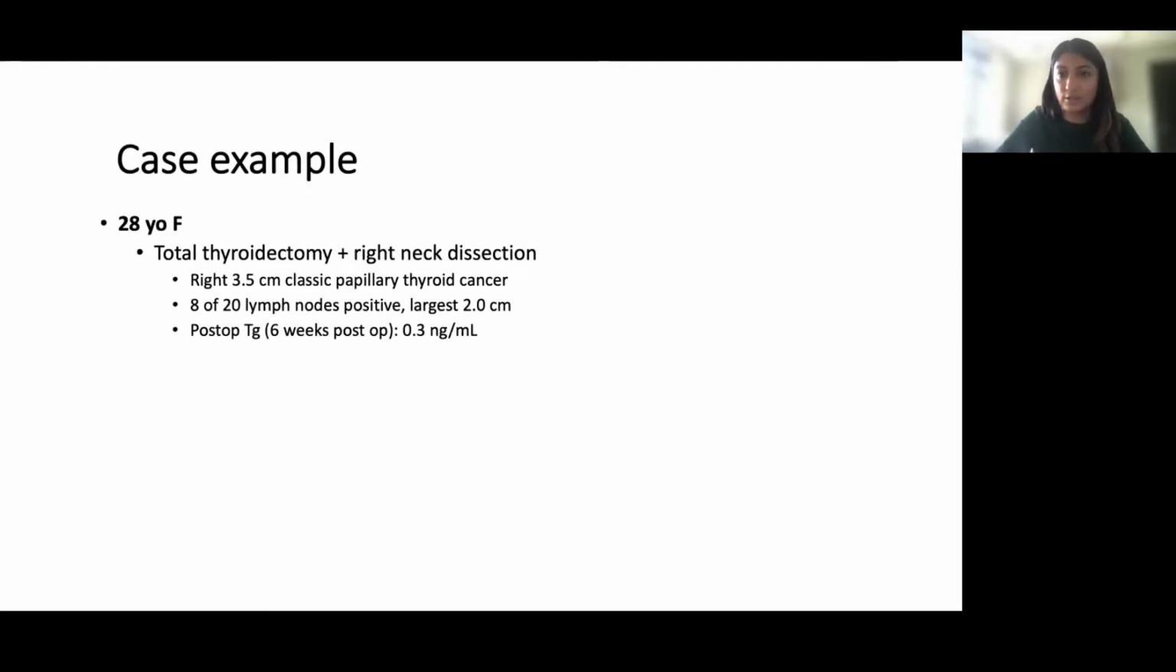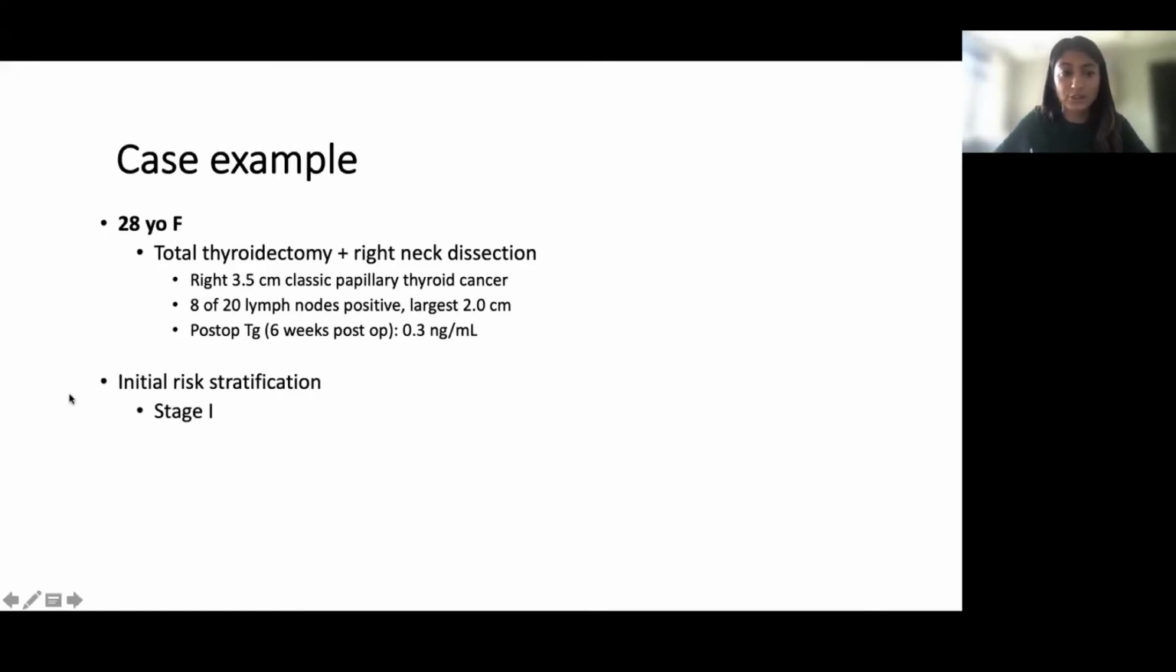This is a patient of mine who's a 28-year-old woman, and she had her total thyroid removed, and she actually had a right neck dissection. And the surgeon found a 3.5 centimeter classic papillary thyroid cancer. There were 20 lymph nodes removed, and out of those, 8 of them had papillary thyroid cancer in them, and the largest was about 2 centimeters. Post-operatively, she had a pretty low tumor marker number, so 0.3, and under 1 is usually the guideline, although there's lots of nuances there as well that go beyond the scope of this talk.